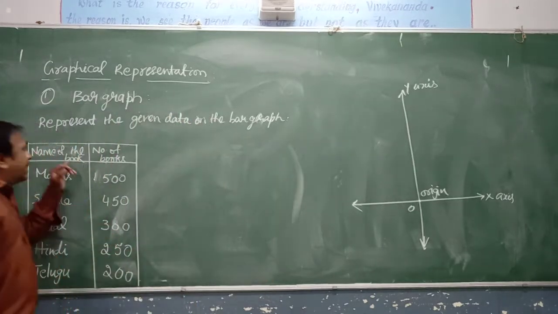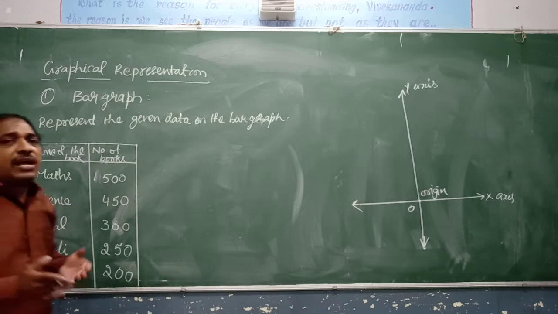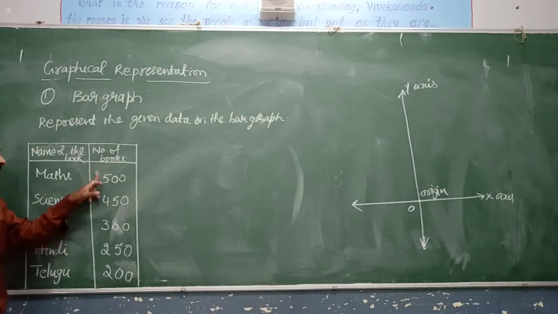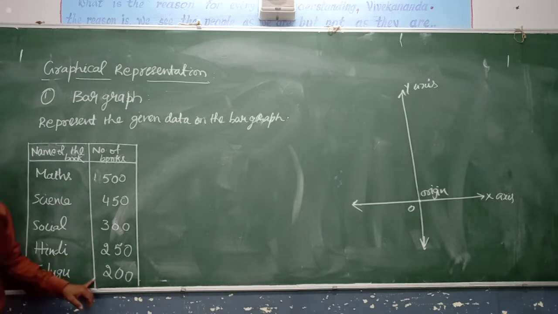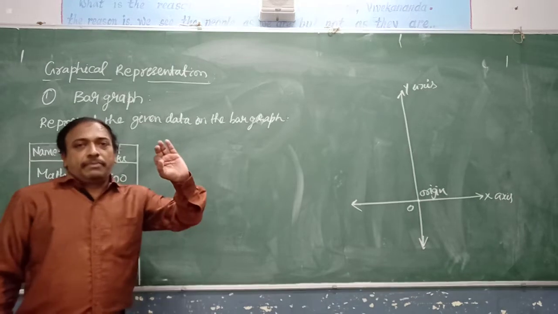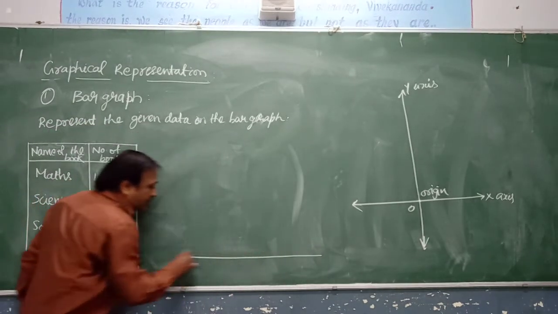Now represent the given data on the bar graph. Name of the book and number of books. The data may be collected from the source of a library. Mathematics books 500 and science books 450, social 300, Hindi 250, Telugu 200 books are there. This data we are going to represent on the bar graph. Look, listen carefully, observe how we are going to represent.